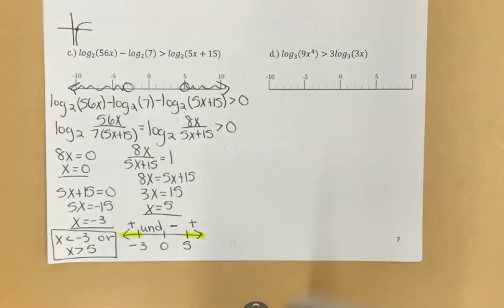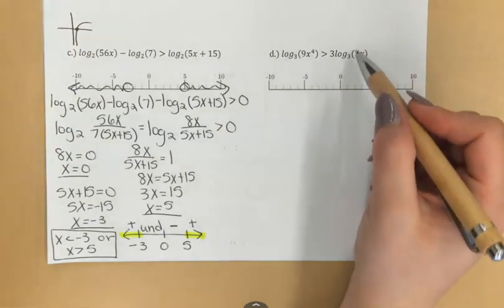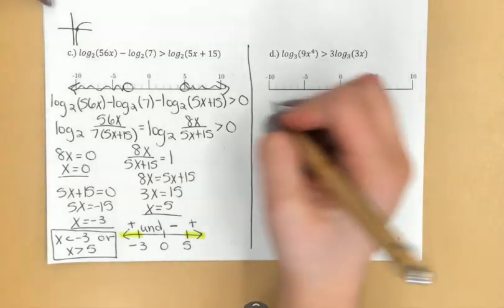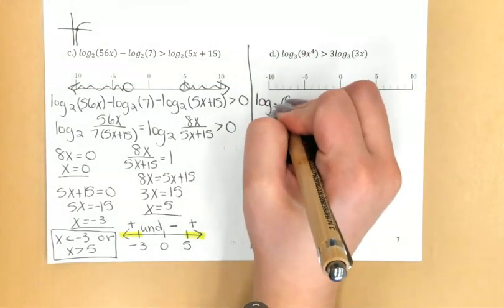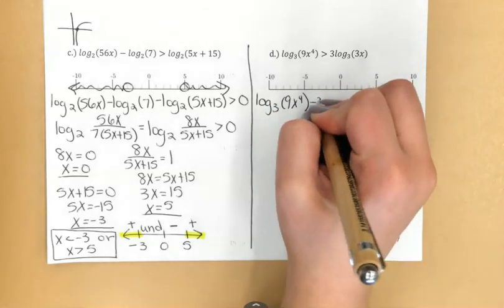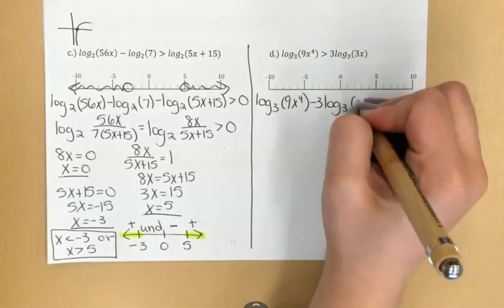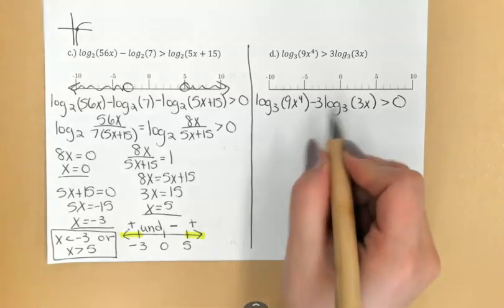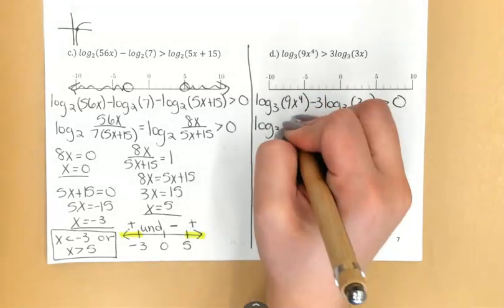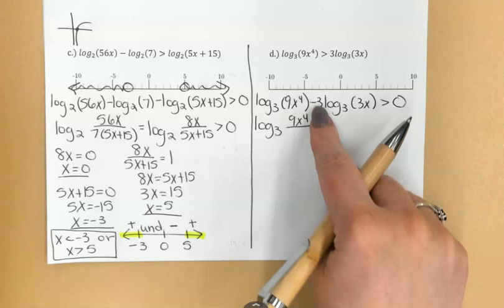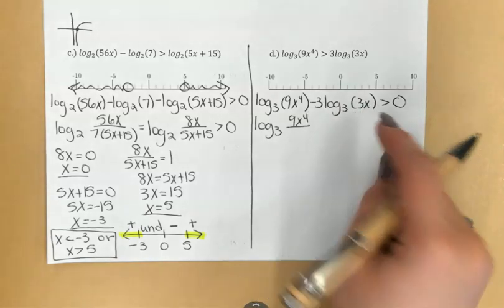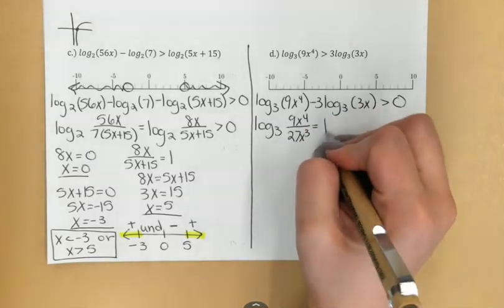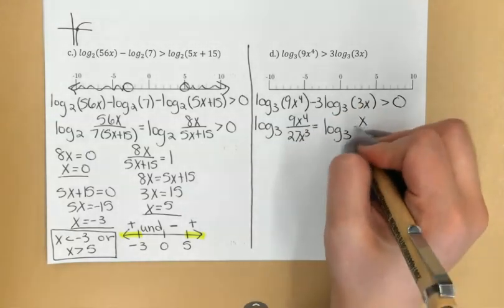Okay, let's look at another example. Here on D, again, the first thing I need to do is get this as a single log. So I'm going to subtract to get log base 3 of 9x to the 4th minus 3 log base 3 of 3x. And I want to know when that is going to be greater than 0. So to consolidate this, I'm going to get log base 3 of 9x to the 4th over, that 3 means I'm raising both parts of this to the 3rd power, so that's going to be 27x cubed. This can simplify to give me log base 3 of x over 3.